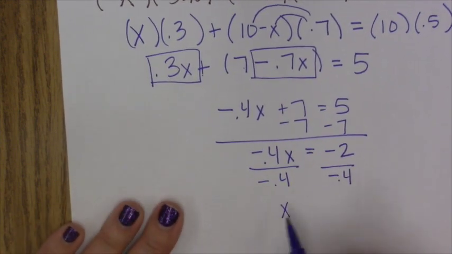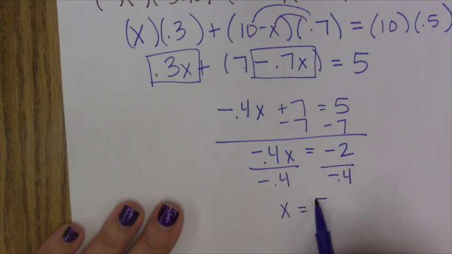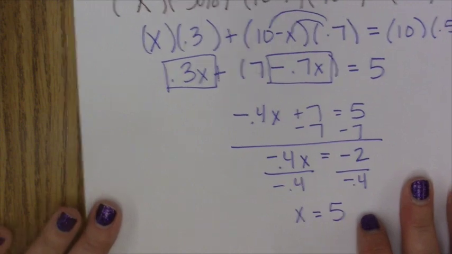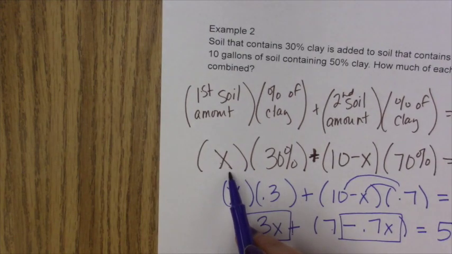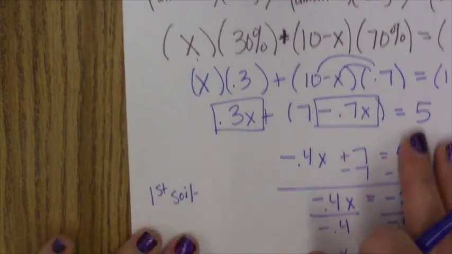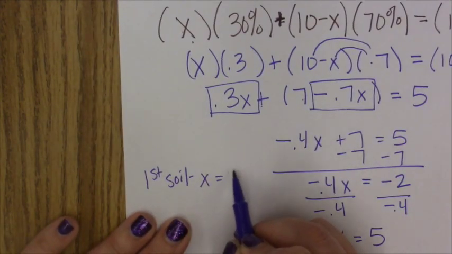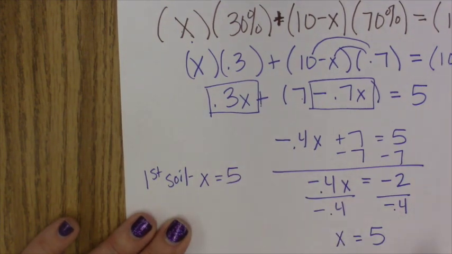And we use our calculator. We get that x is equal to 5. So now we go back up and look at our amounts. So the first soil, the amount was x. So the first soil amount was simply 5.